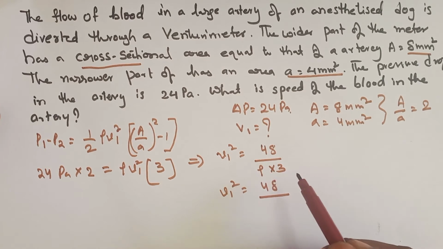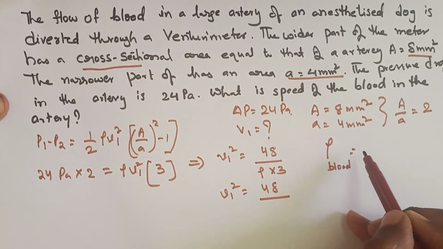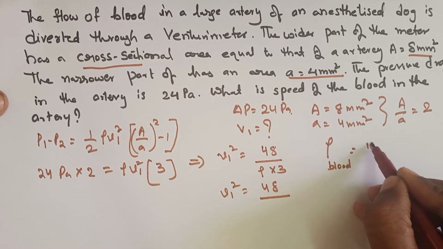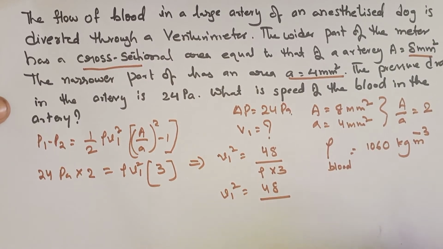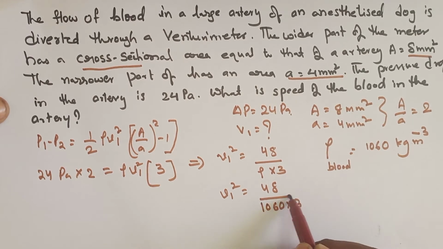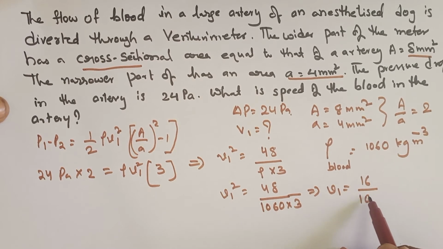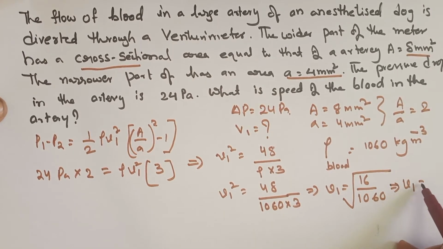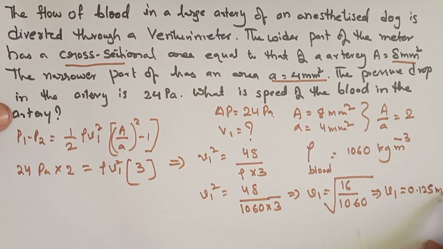What is the rho? Actually blood is used. The blood which is being used, the density we refer from the table, is equal to 1060 kg per meter cube, slightly more than the density of water. So V1 square is 48 by 1060 into 3, and approximately V1 is equal to root of 16 by 1060, under root, which is approximately 0.125 meters per second. This is a venturimeter application.